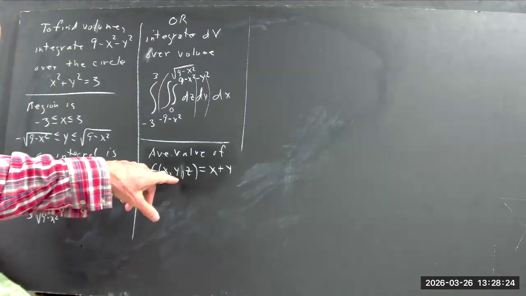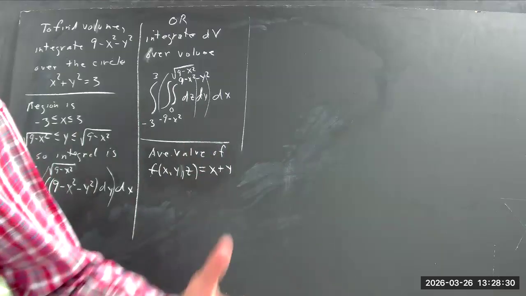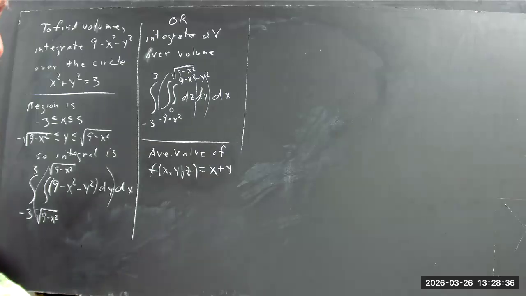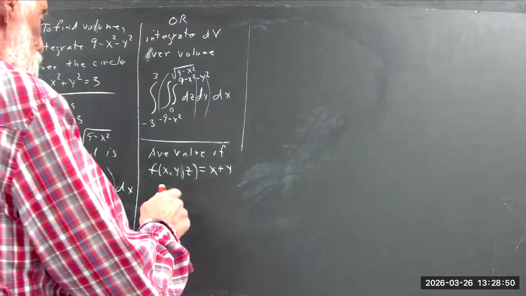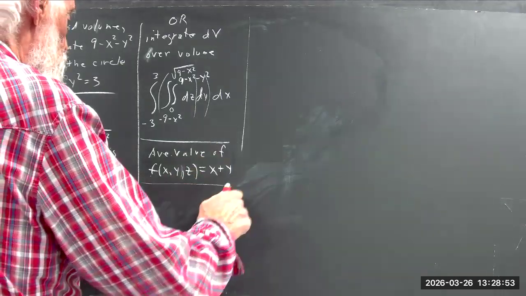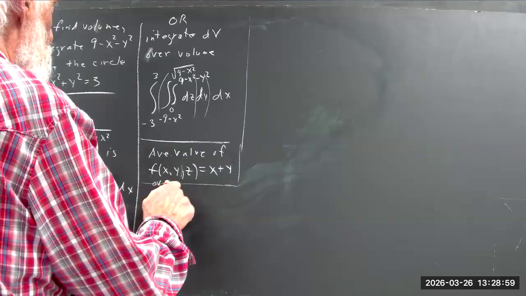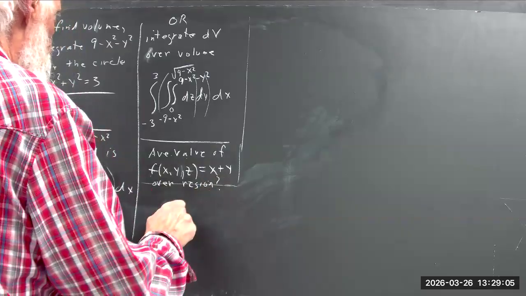Now, the average value. We have a function f of x, y, z equals x plus y. I could put a z in there if I wanted to, but I'm just going to do x and y. Okay? And it could be a lot more complicated function, the arctangent of x times the cosecant of y, whatever. Something you probably wouldn't be able to integrate. It might be impossible to integrate in closed form. Okay, what's the average value of this over the region?